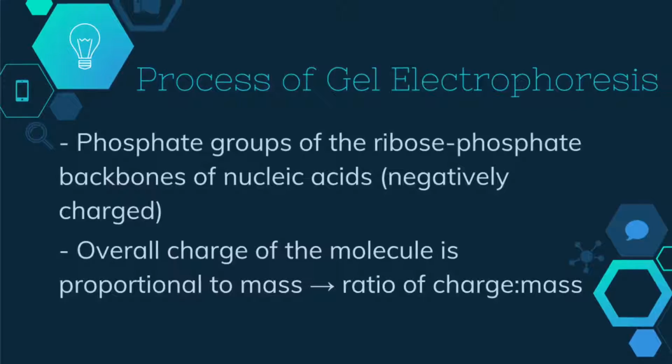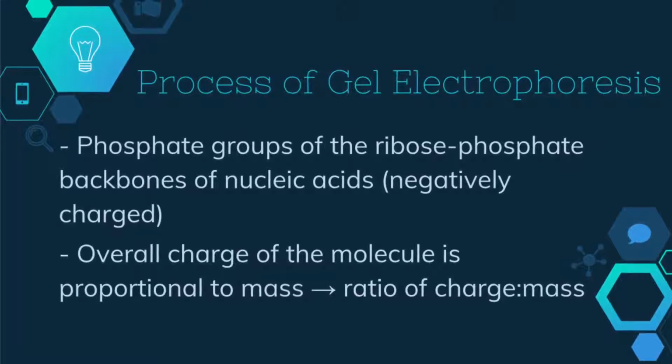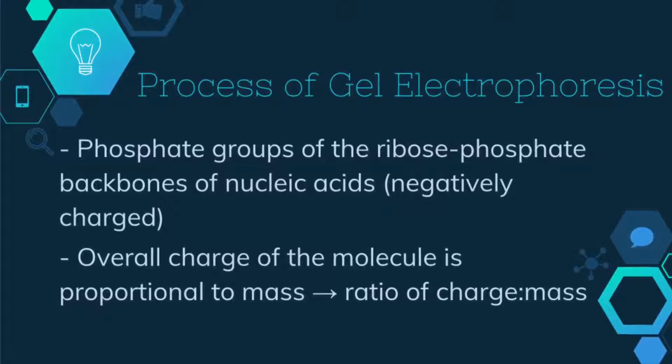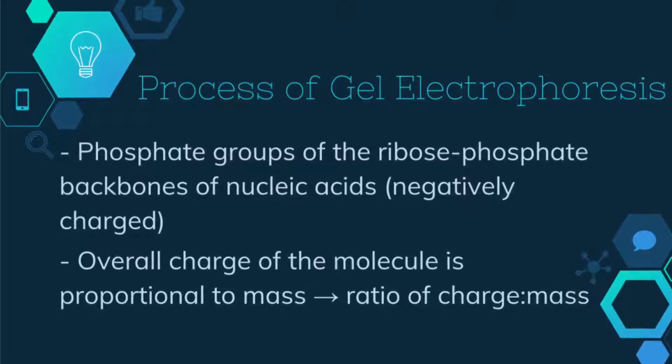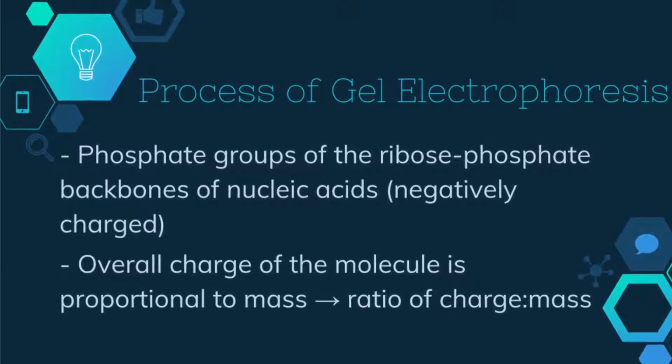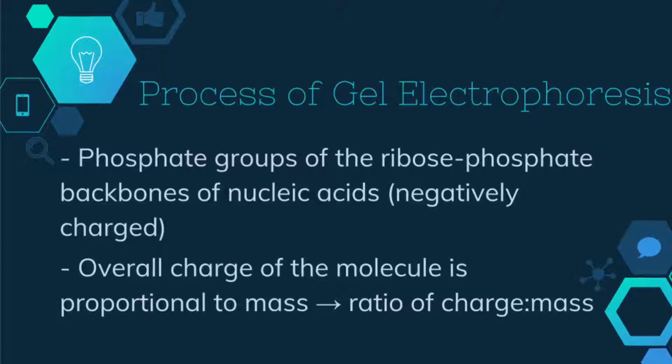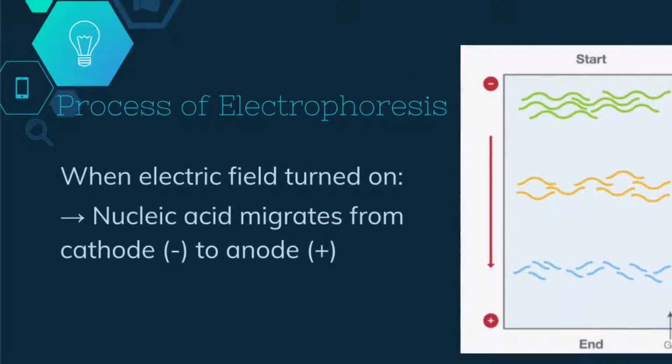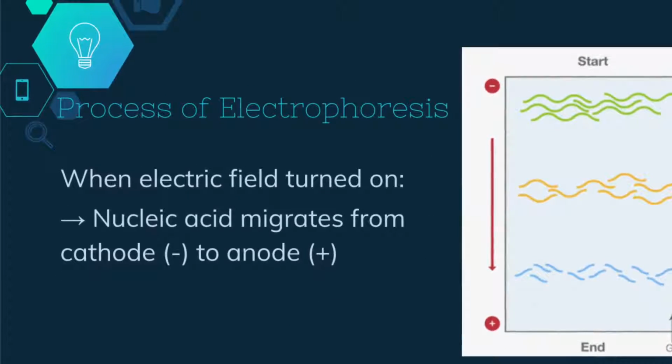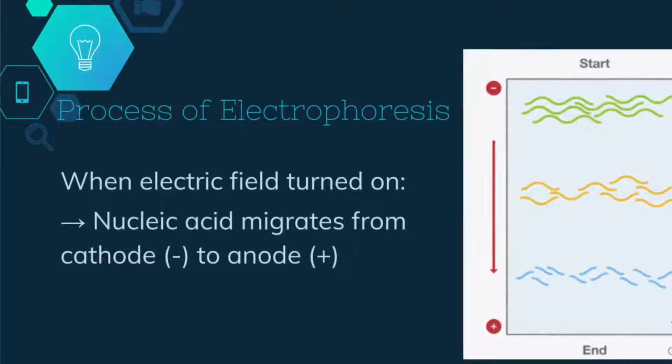Moving on to the process of gel electrophoresis. First, we need to know that the nucleic acids which are used in gel electrophoresis are negatively charged. The overall charge of the molecule is proportional to its mass, which creates a ratio of charge to mass. As a result, the mobility of the nucleic acid in gel electrophoresis is determined mainly by its size.